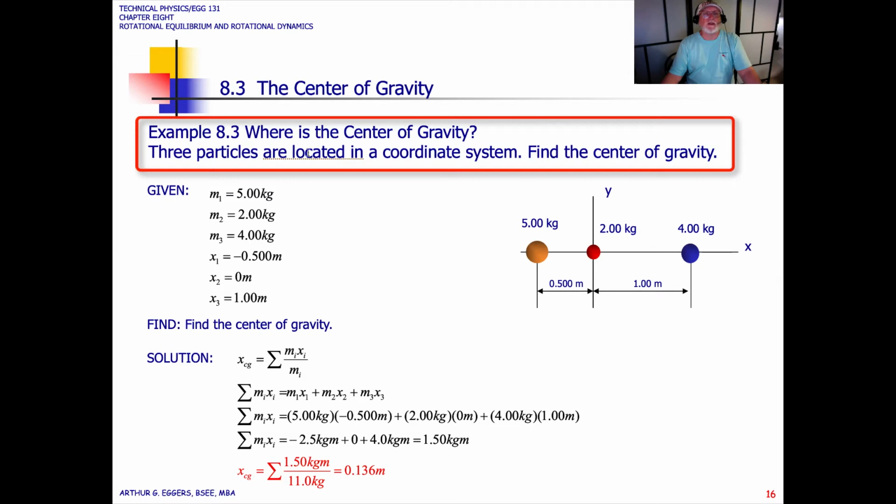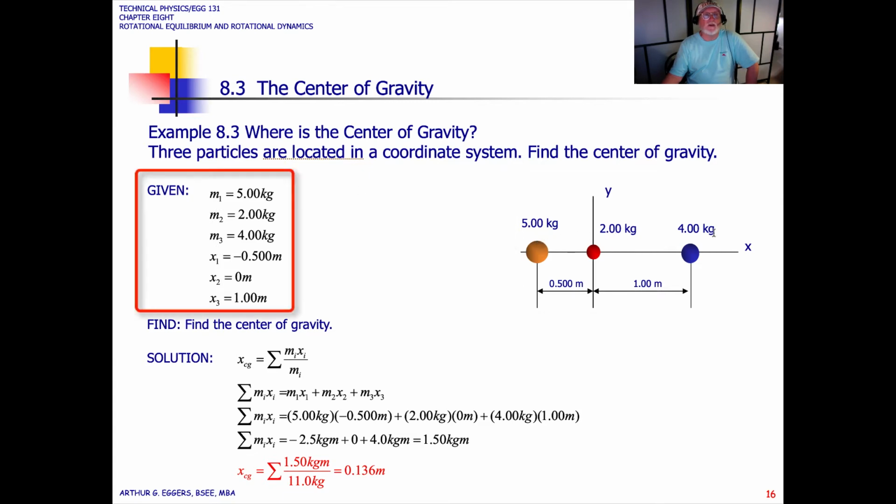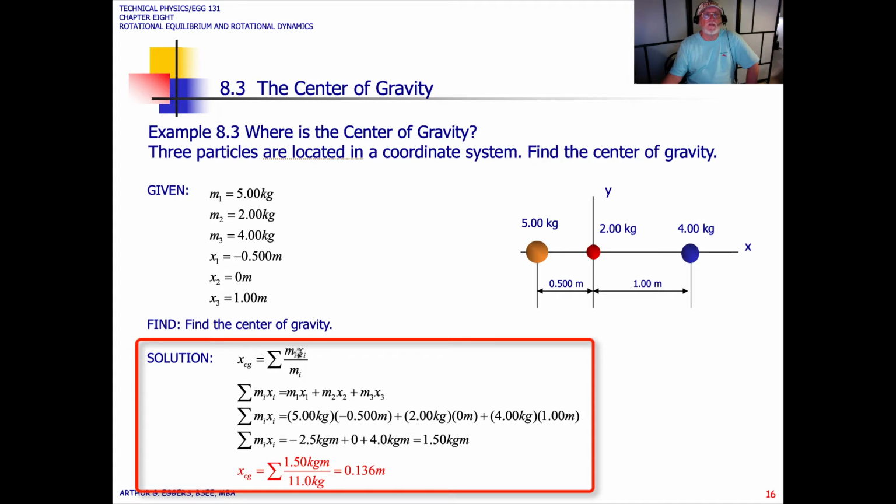So three particles are located in a coordinate system. Find the center of gravity. So the first thing to do is gather up each of your given amounts. So we know that m1, m2, and m3 are given by the masses of the balls or the particles, and then the distances are shown for x1, minus 1/2 meter, x2 lies right on the x-axis, 0, and x3, 1 meter. So we find the center of gravity then by summing all of the x components in this relationship.